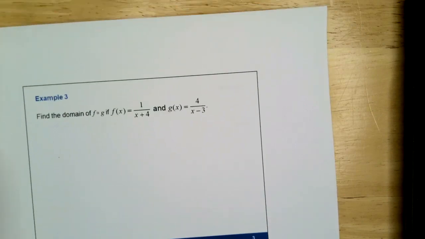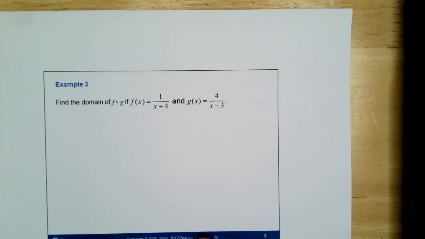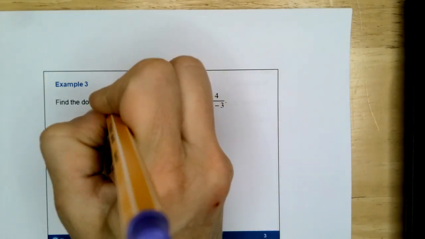Okay. Example 3 asks us to find the domain of f of g if f of x is equal to 1 over x plus 4 and g of x is equal to 4 over x minus 3. So this is going to become a compound fraction, which means a fraction within a fraction. Everywhere that there is a variable, well, let's look at it.